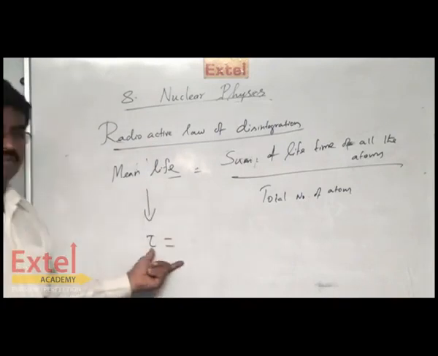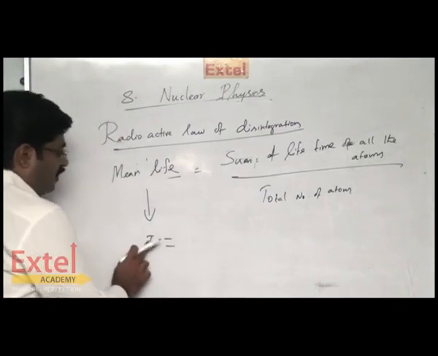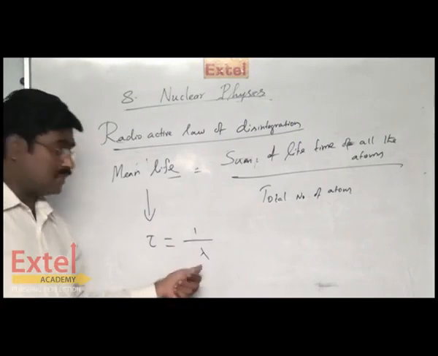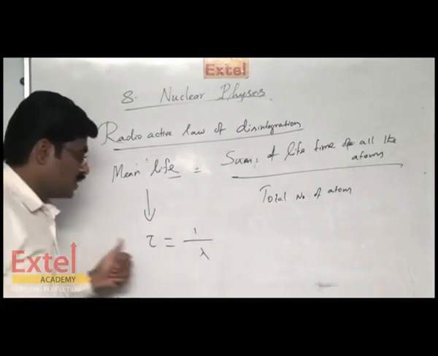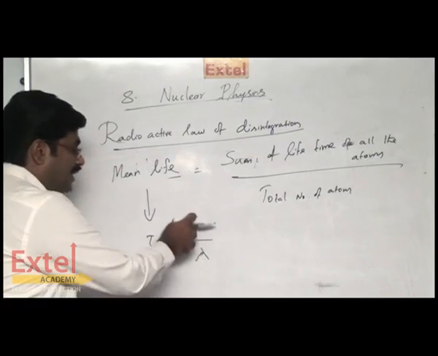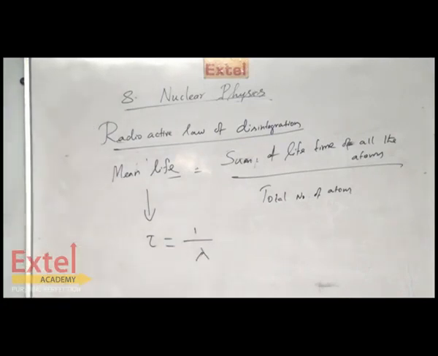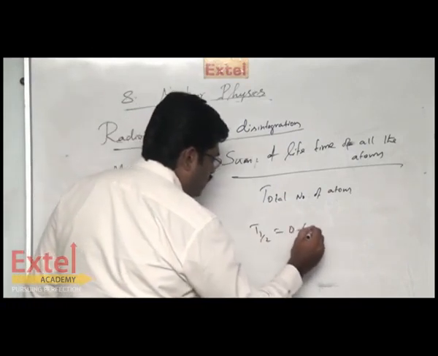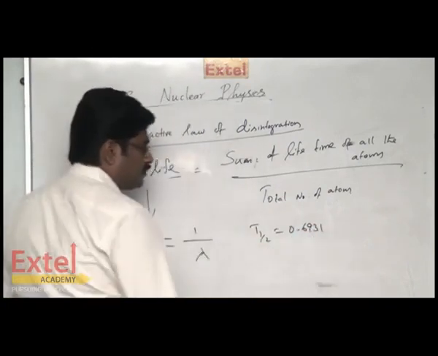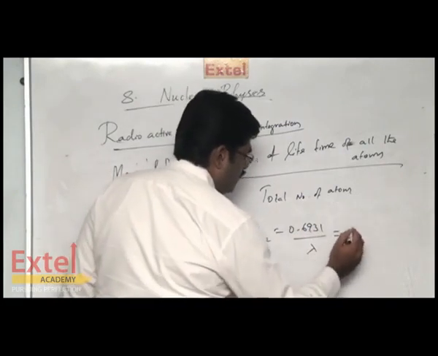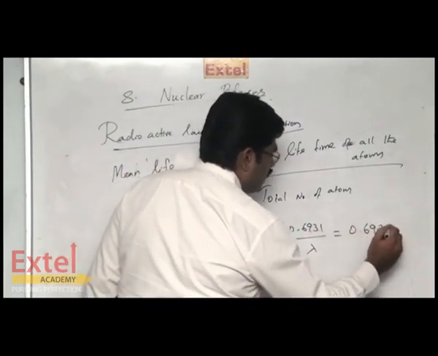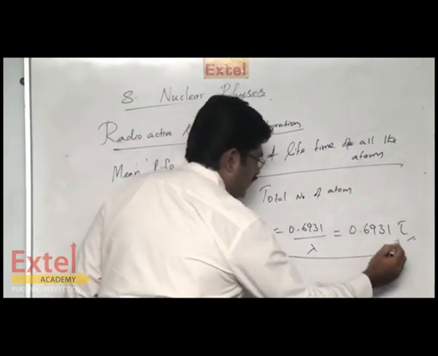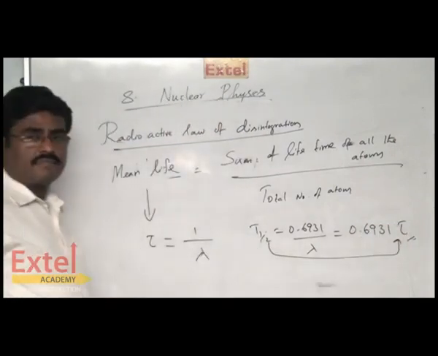The derivation is not given in your book, but it can be derived. The mean life can be derived as 1 by lambda, the reciprocal of the decay constant. Lambda is referred to as the decay constant. So the reciprocal of the decay constant is the mean life. We have derived that t half is equal to 0.6931 by lambda, which can be written as 0.6931 into tau, because tau is equal to 1 by lambda. So this is the relation between half-life and the mean life.